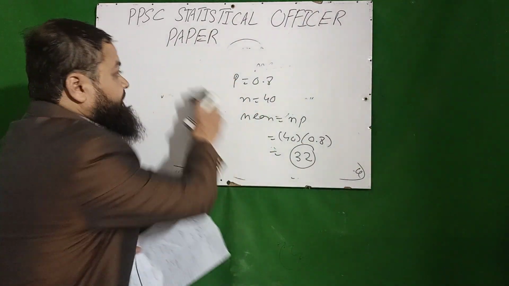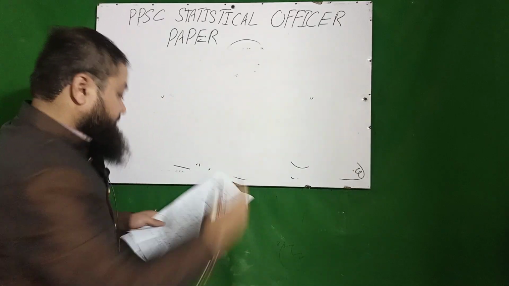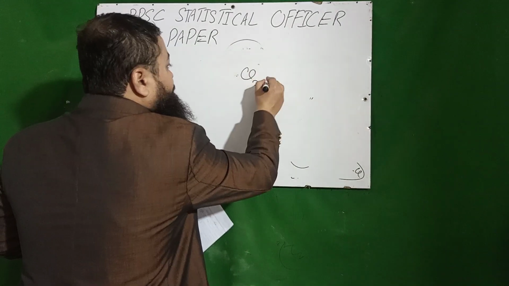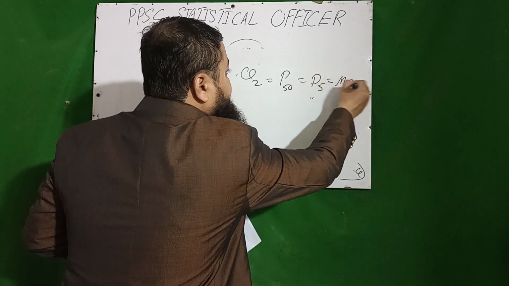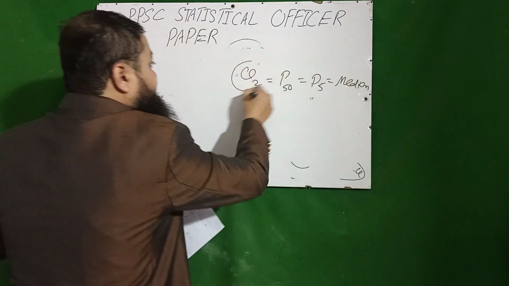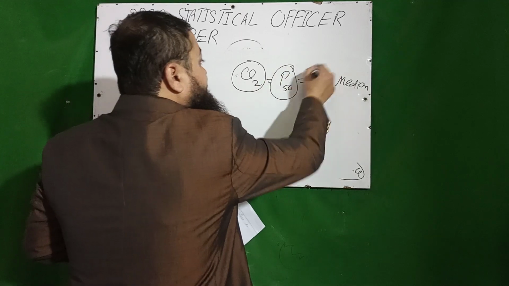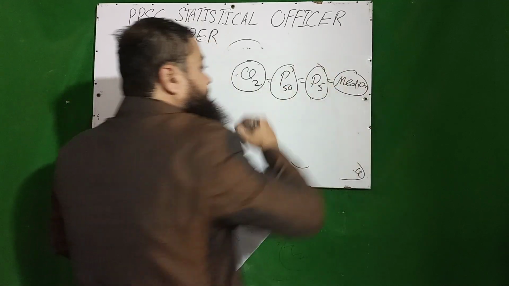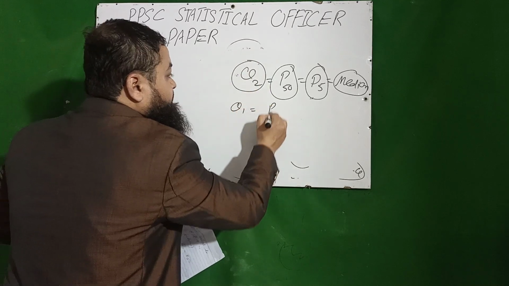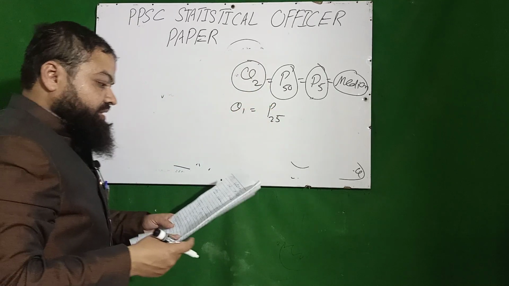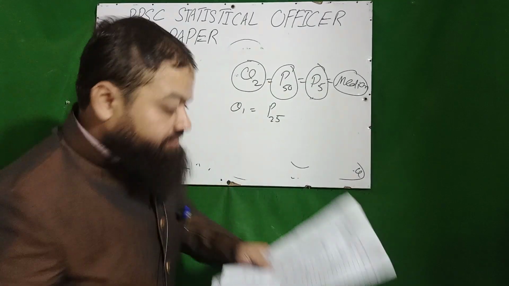Next question number 13 is, I have discussed many times, Q2 is equal to P50 is equal to D5 is equal to median. A very important concept. It means central value. A very important one. And I can also discuss Q1 is equal to P25. Then the next question is a very important one.